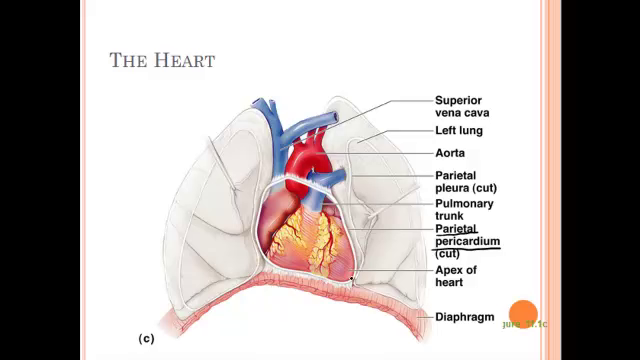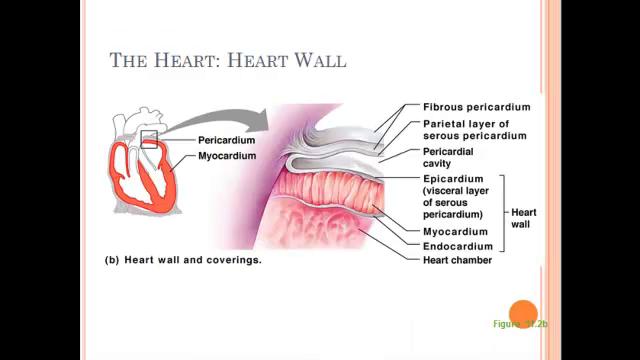In this picture, though, here's the apex pointed out here, and then I also want you to notice this tissue here, the fibrous connective tissue connecting the diaphragm and the heart to each other as well. So the heart has this fibrous pericardium all around the outside that holds it in place inside the body. Let's now look at the anatomy of the heart itself, the different layers that make up the heart.